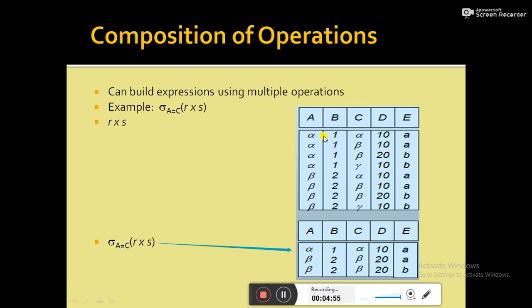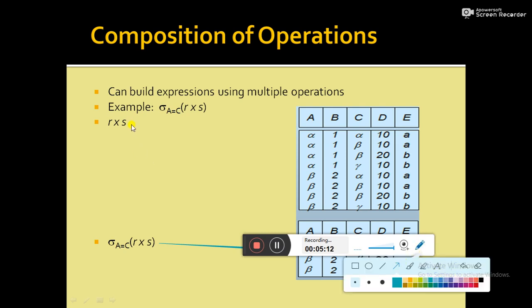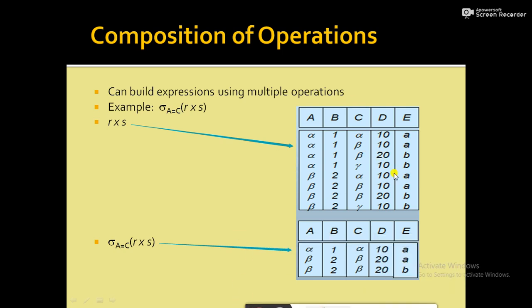So after performing the Cartesian product operation between R and S, we get this relation R cross S. Let me draw it, R cross S means this one. Then on that particular relation we can perform other relational algebra operations. For example, we may perform the selection operation on R cross S. R cross S is nothing but a temporal relation, and on that temporal relation we can perform the select operation.